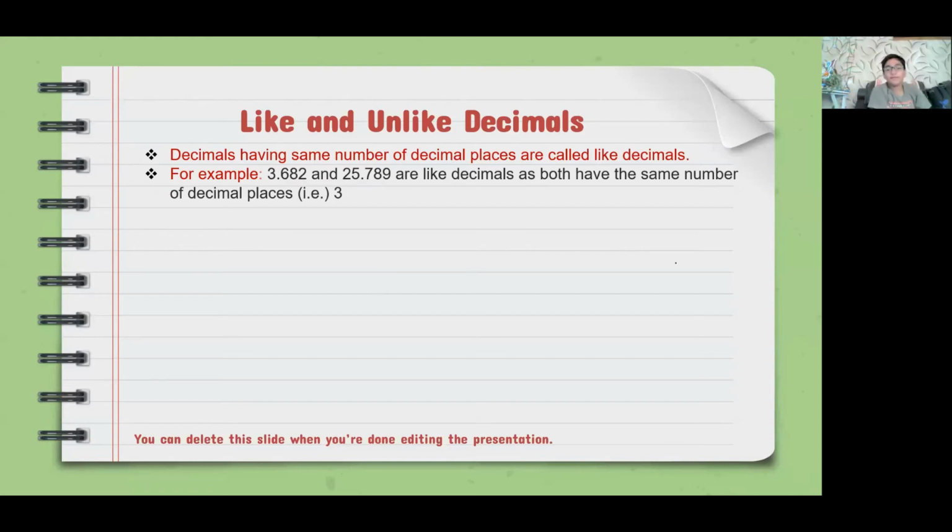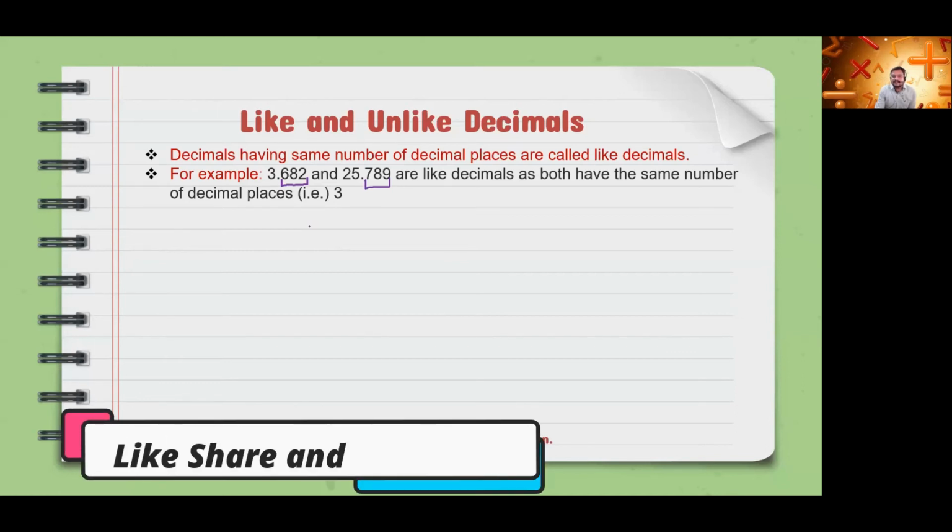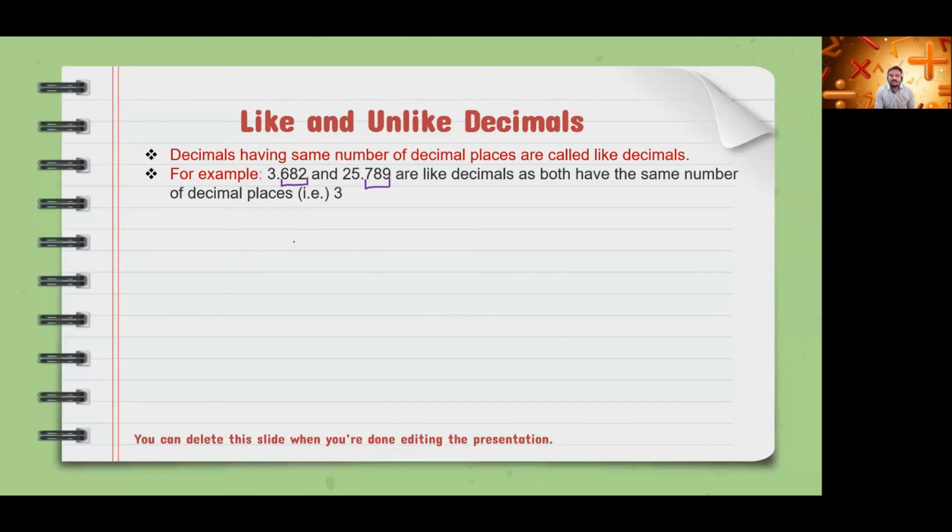Sir, because after the decimal point there are three digits. Correct. Here in this value there are three digits, and here in this value also there are three digits. So that's why these two are like decimals. That is, if there are an equal number of digits after the decimal point, we will call them like decimals in simple language. Is it clear to you?